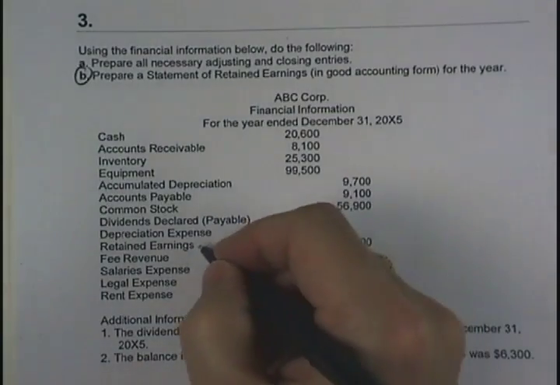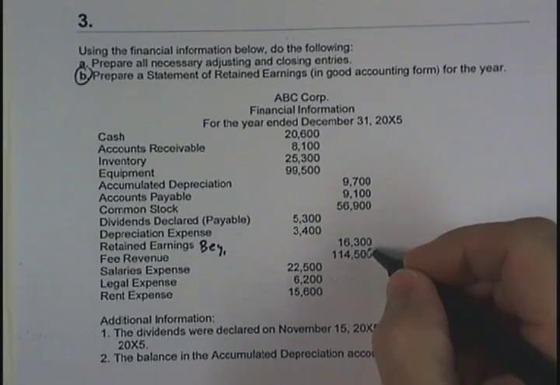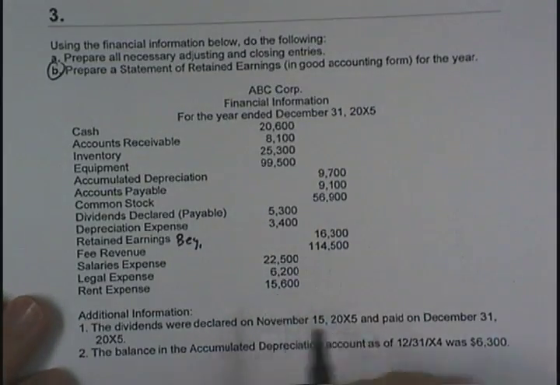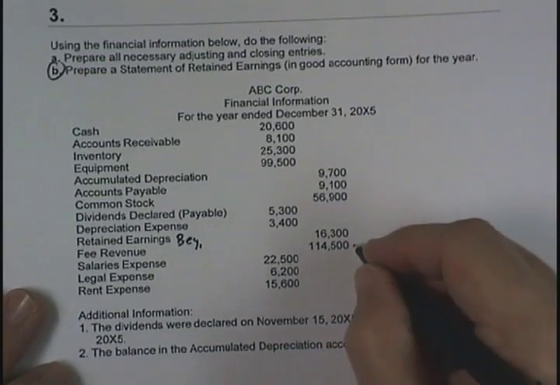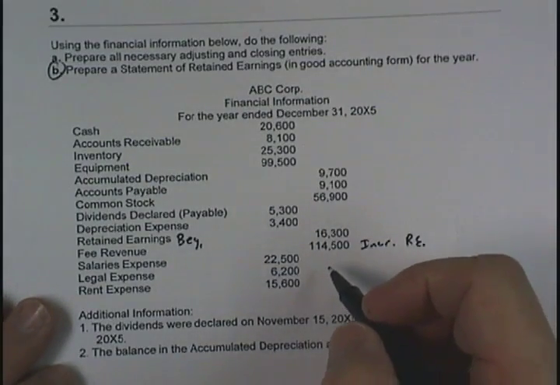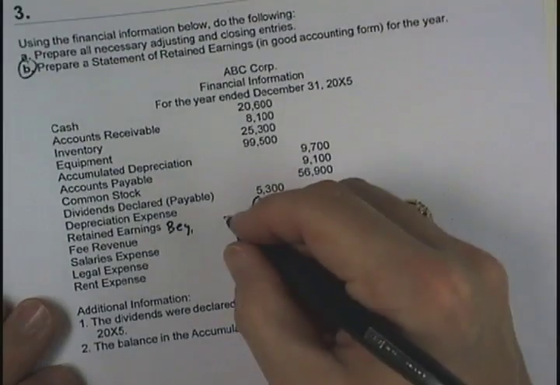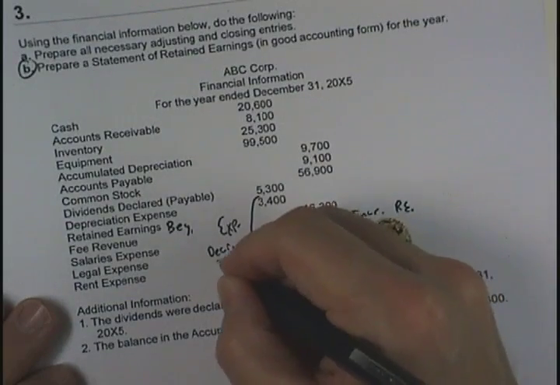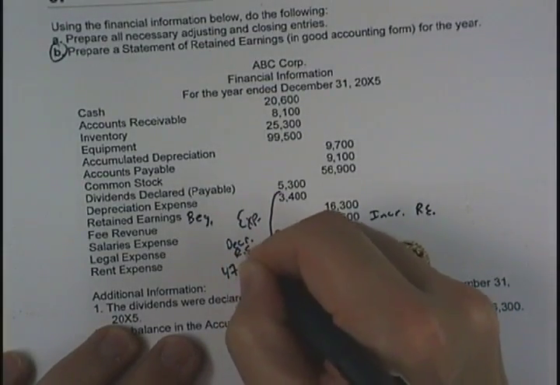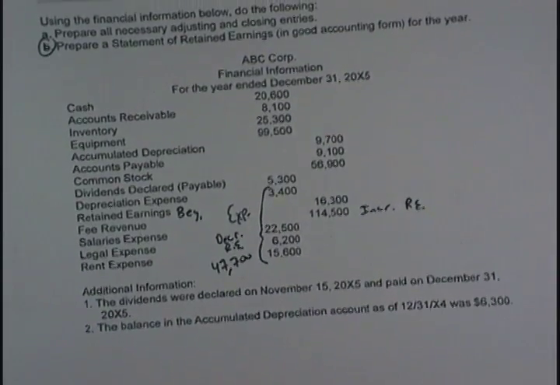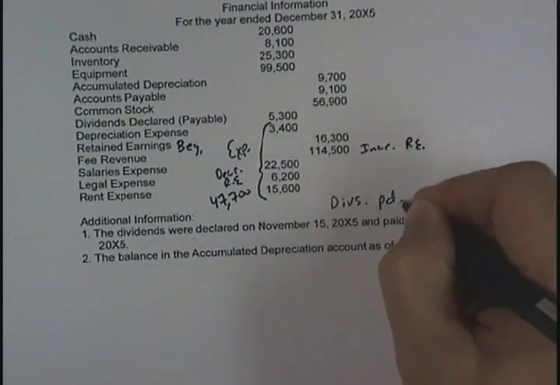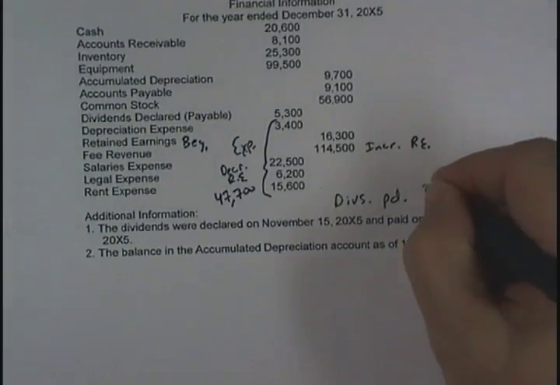In Part B, we're supposed to prepare a statement of retained earnings for the year. It's going to start with the beginning retained earnings balance of $16,300. The retained earnings would then be increased by the amount of revenue, which was $114,500, and then decreased by the amount of the expenses. When we closed them out, we found the total of the expenses was $47,700. And just as a reminder, we calculated the dividends that we paid, which was $5,300.